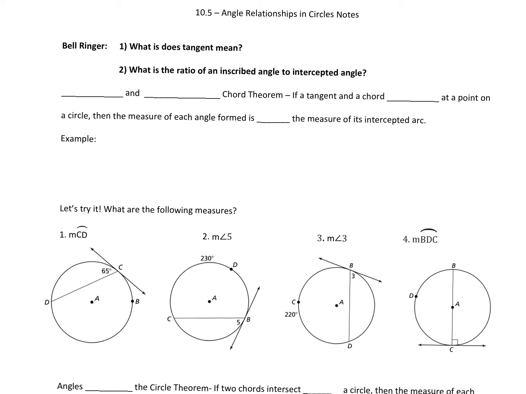Okay, let's talk about 10.5, which covers the topic of the tangent and intersected chord theorem. If a tangent and a chord intersect at a point on a circle, then the measure of each angle formed is half the measure of the intercepted arc. Let me just draw that for you, what that means.